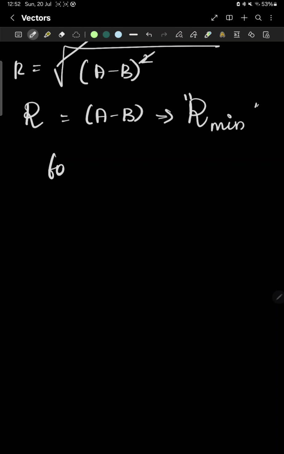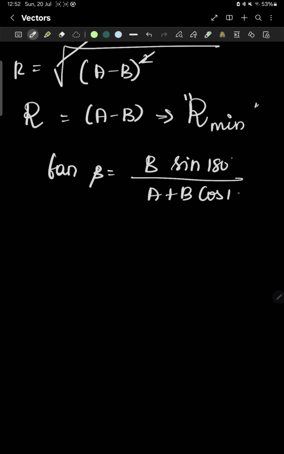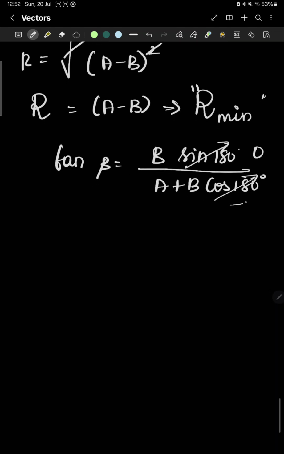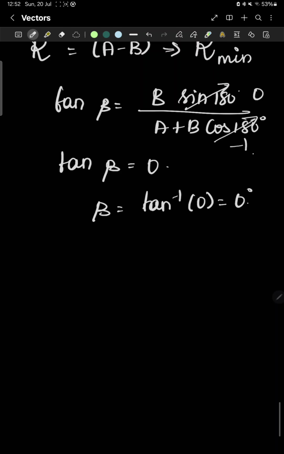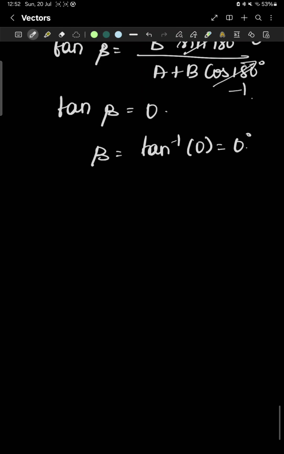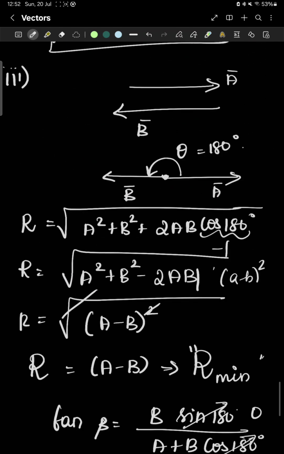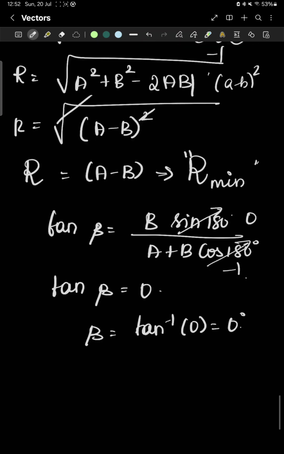And what about the angle? So tan beta is equal to b sin 180 divided by a plus b cos 180. However, sin 0 and sin 180 will be 0, and cos 180 will be minus 1. 0 by minus 1 will be 0. Tan beta is equal to 0 and beta is equal to tan inverse of 0, which is equal to 0 degree. So the angle of the resultant vector is also 0 degree. So this is up to the cases of the parallelogram addition of two vectors.